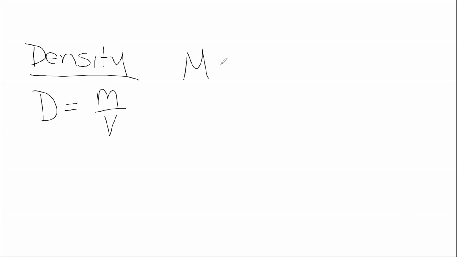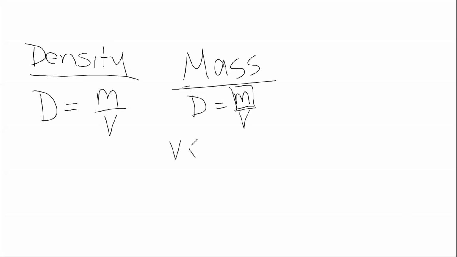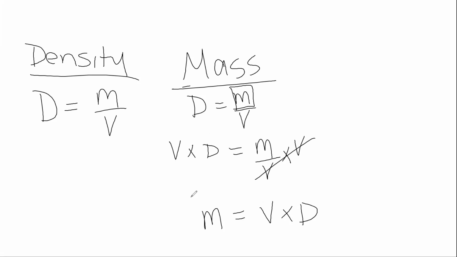If you want to find mass, you have to take the original equation and get M by itself. So you multiply both sides by volume. Those cancel. So you're left with mass equals volume times density, or density times volume.